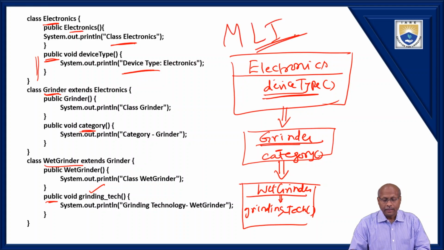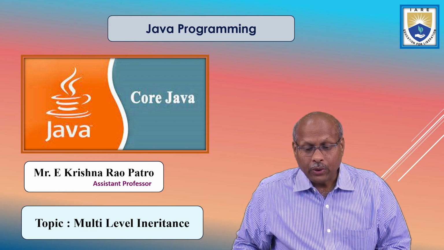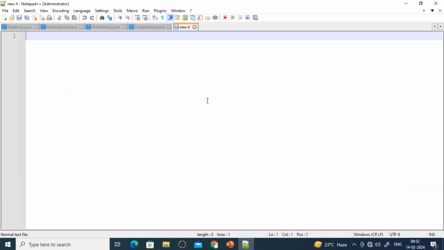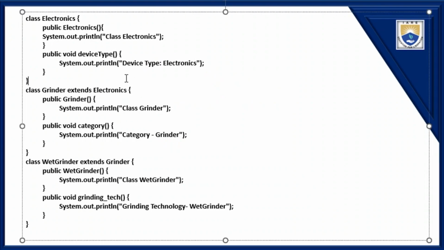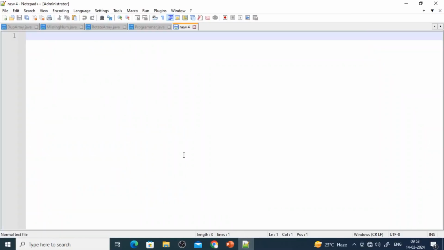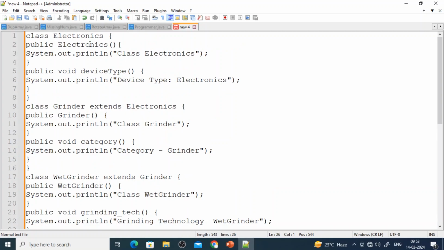Multi-level inheritance. Now how to execute this program? Let us execute this particular program. Let us see. Now I want to execute it. Control N. Now whatever the classes we have discussed, I want to implement through my Java program. How many are there? There are 3 classes.